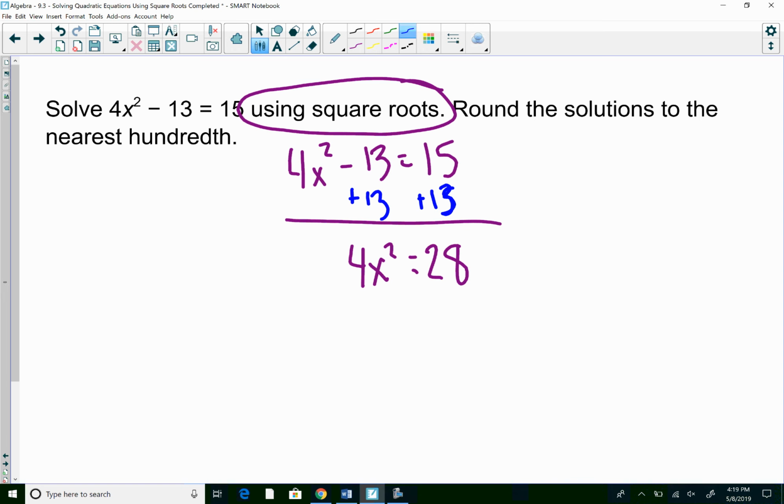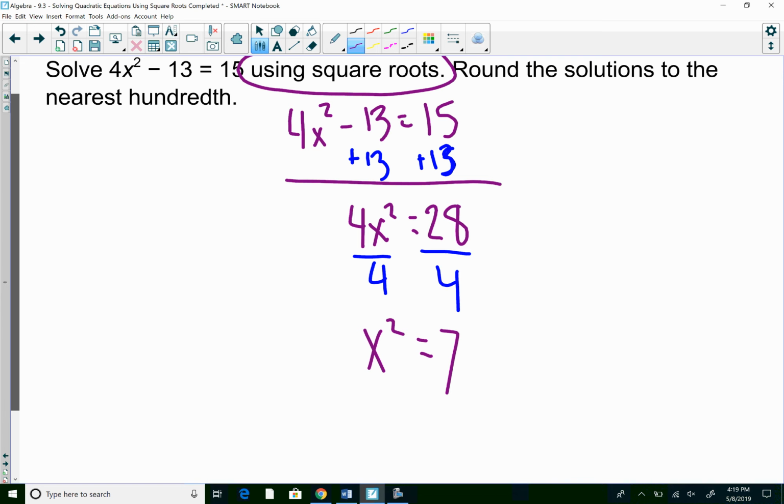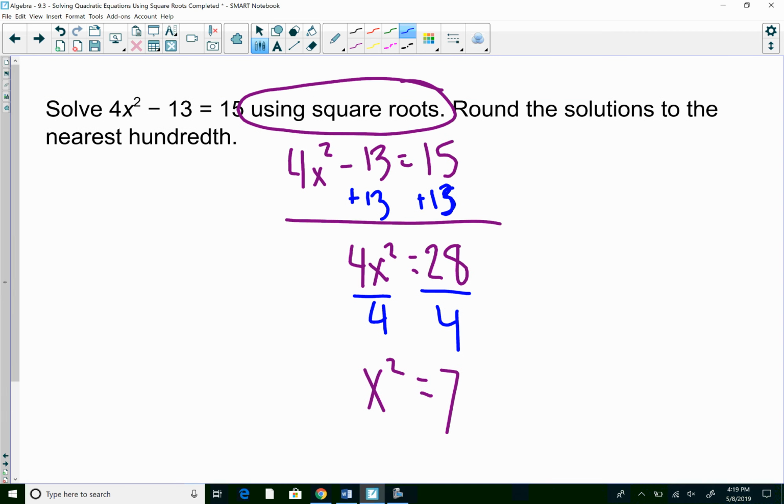Then again, we get x squared all by itself, so that turns into 7. Now, hopefully, by now, we realize that 7 is not a perfect square. So what's going to happen then? We're still going to take the square root, so it's going to be both positive and negative square root of 7.